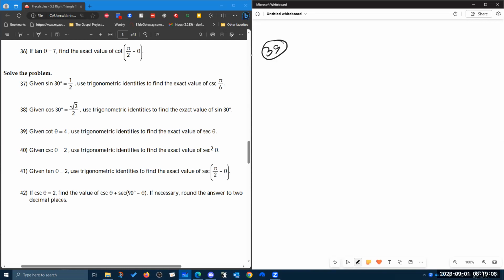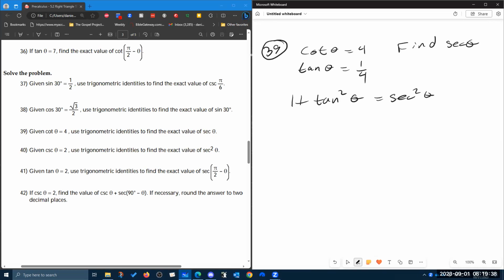Number 39, given that cotangent of theta is going to be equal to 4, we're going to use trig identities to find secant theta. Well, I don't know a relationship right off the top of my head between cotangent and secant, but I do between tangent and secant. So I'm going to say that that means that tangent of theta is equal to 1/4, and then 1 plus tangent squared is equal to secant squared.